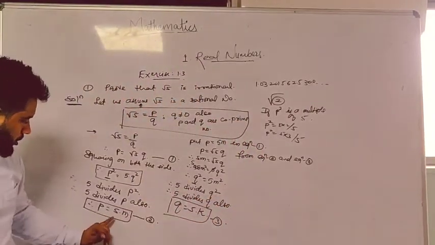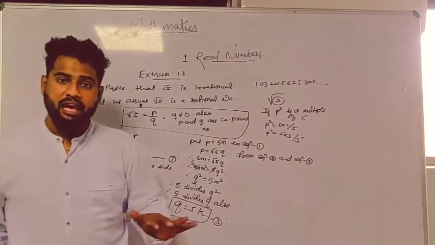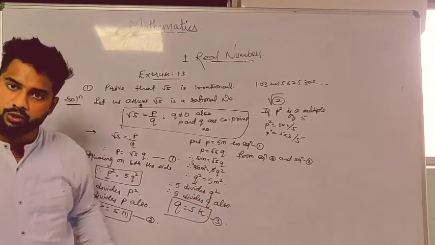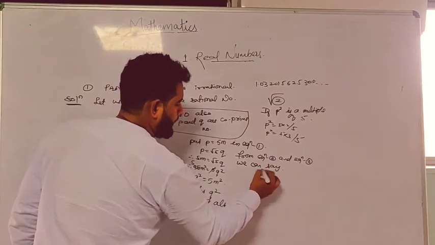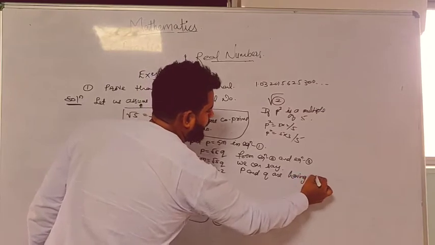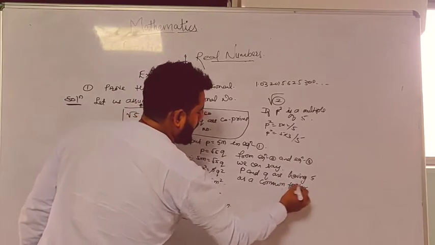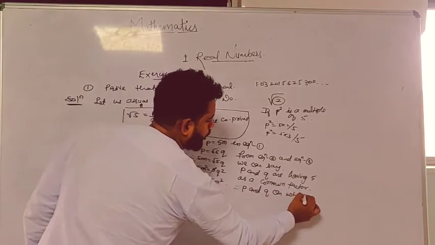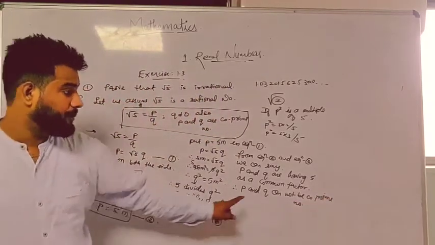So if you look at equation number 2 and equation number 3, P is equal to 5M and Q is equal to 5K. In both equations, 5 is common, in P also and Q also. So here we can say that P and Q have 5 as a common factor. Therefore, P and Q cannot be co-prime numbers.